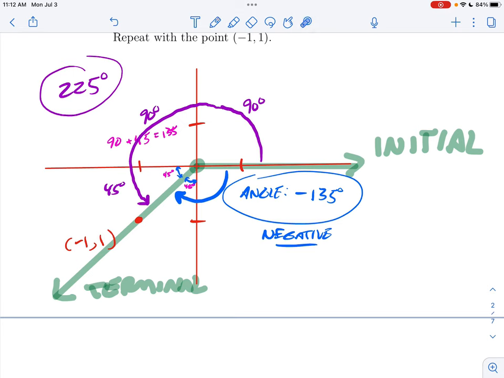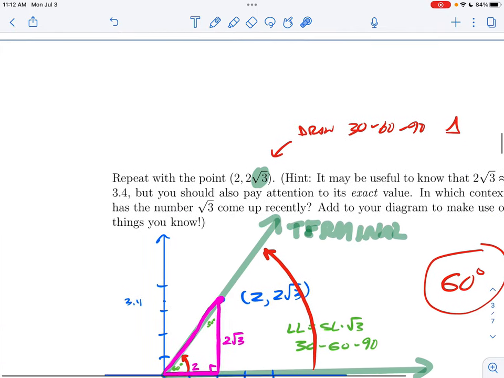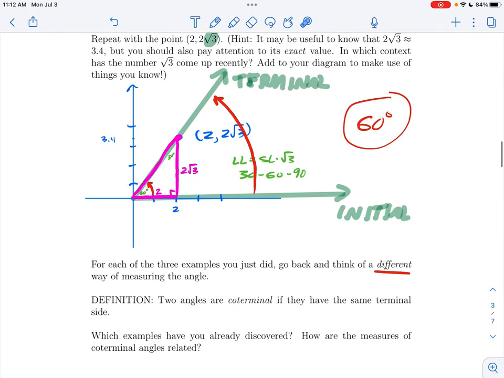Both of these are acceptable answers. You might look at it as a negative angle of 135 degrees to point in this direction, or you might look at it as a positive angle of 225 degrees to point in this direction. Both of them make sense. Similarly, over here, you could, in theory, have taken the long way and gone backwards negative 300 degrees.